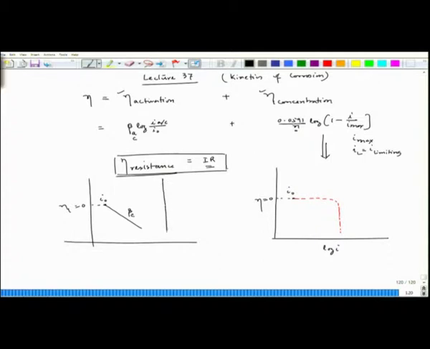Now if I try to see the total overvoltage, we have to just combine these two. So the combination of these two would be: this is the point eta equal to 0, I0, which corresponds to log I0, and this axis is log I, this axis is also log I. Now once we combine, the combination curve will look like this.